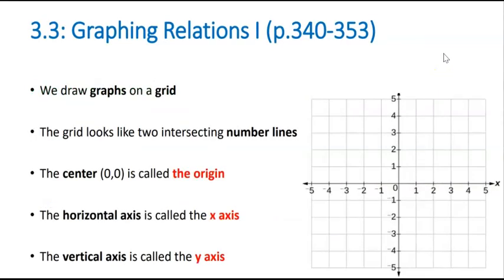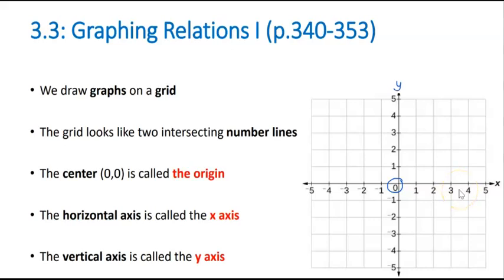Graphs are drawn on a grid, and you may have grid or graph paper already. Most of us don't actually think about graphs being in 4 quadrants, which we'll discuss. But a grid looks like 2 intersecting number lines, and right in the middle, where x is at 0 and y is at 0, that's called the origin. And that's that 0, 0 for x and y. The horizontal is the x-axis, and the vertical is the y-axis. I'm going to label that up top there.